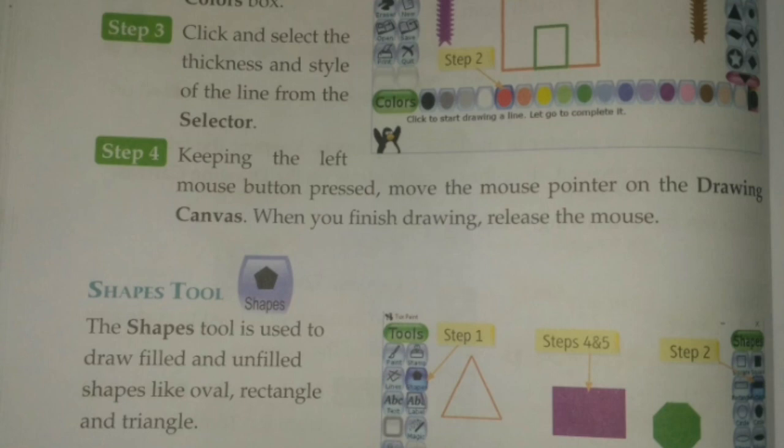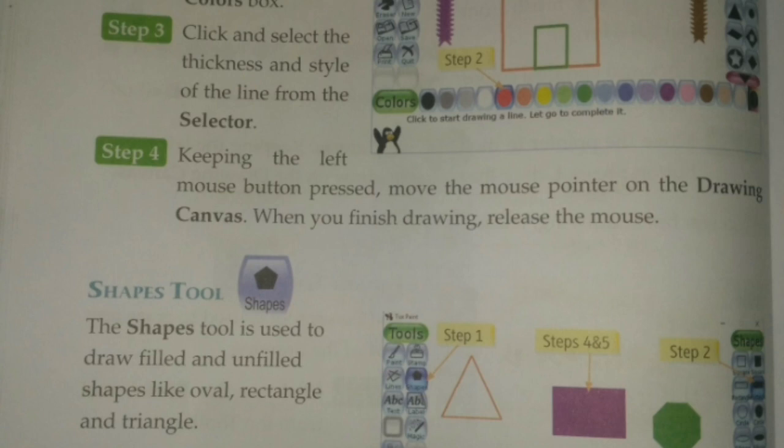Okay, so first click the line tool from the toolbar. Then choose a color from the color box. Then select the thickness and style of the line from the selector. Okay. So keeping the left mouse button pressed, move the mouse pointer on the drawing canvas. When you finish drawing, release the mouse.